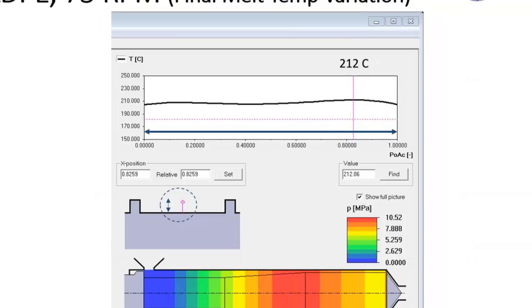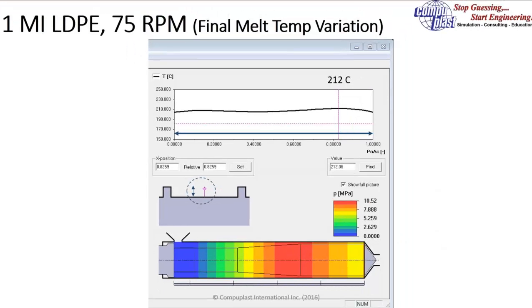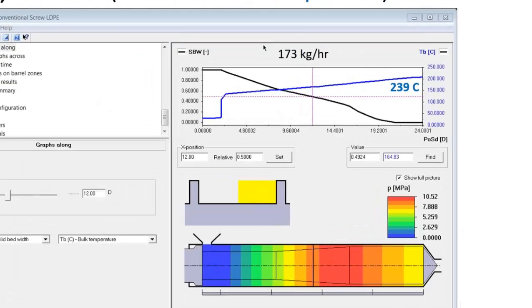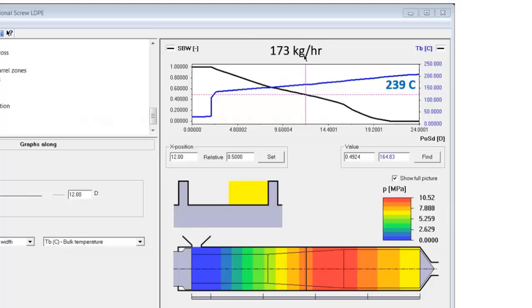Now, quite often extruders outlive their initial use, and people often change resins without really considering what the effect might be on the process. So now let's take the same screw and put in a 1 MI linear low density polyethylene, again running at 75 RPM. Now, because the linear low pumps a little better than the low density, we're getting a higher output, 173 kgs per hour. The solid bed ratio is still reducing and reaching 0 before the end of the screw, meaning that all the material has melted in the extruder.